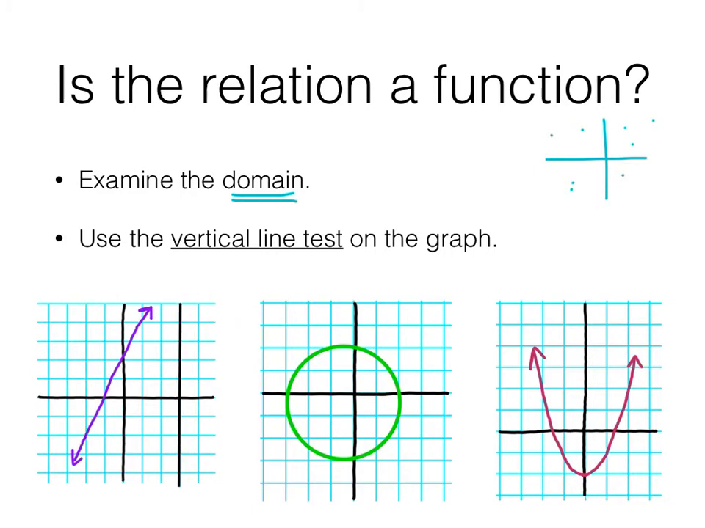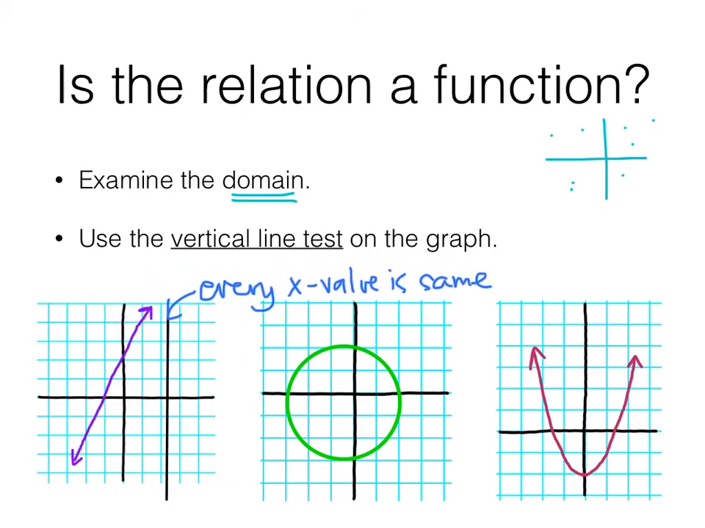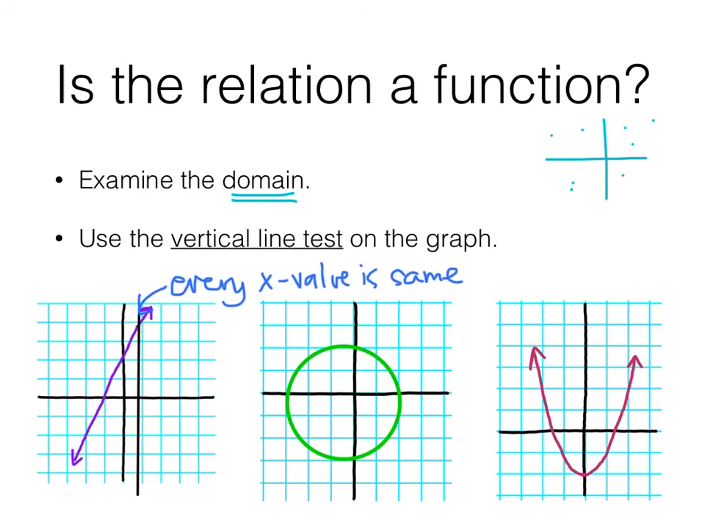So here's the deal. If you think about what's on this line right here, every x value is the same for all the points on that line. That means that if our relation, if I take this vertical line and pass it through the relation and it touches it more than once, there are 2 points that have the same x value and it's not a function. I know it's hard to wrap your brain around this, but you'll get there, I promise.